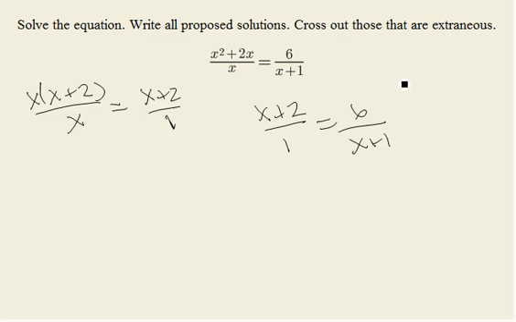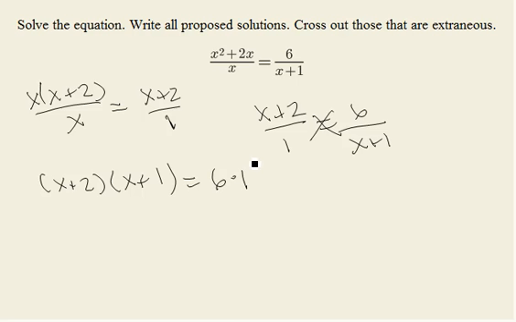Now, we're going to use our cross multiplication that we learned, and you're going to basically draw an X over the equal sign, so we know that 6 has to be multiplied by 1, and the x plus 2 has to be multiplied by the x plus 1 in order to solve this. So, we will end up with (x plus 2) times (x plus 1), which will equal 6 times 1.